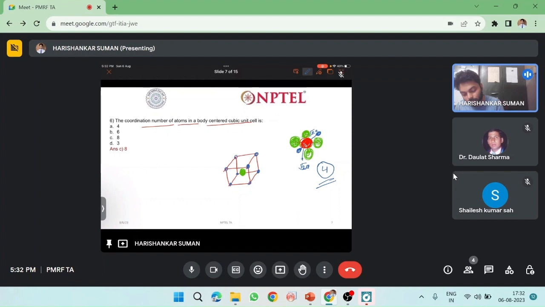So like that we have 8 adjacent cells of such type: below, up, down, back, forth. So this type of black atoms will be 8. So this is why the coordination number is 8. Clear? Can we move further?